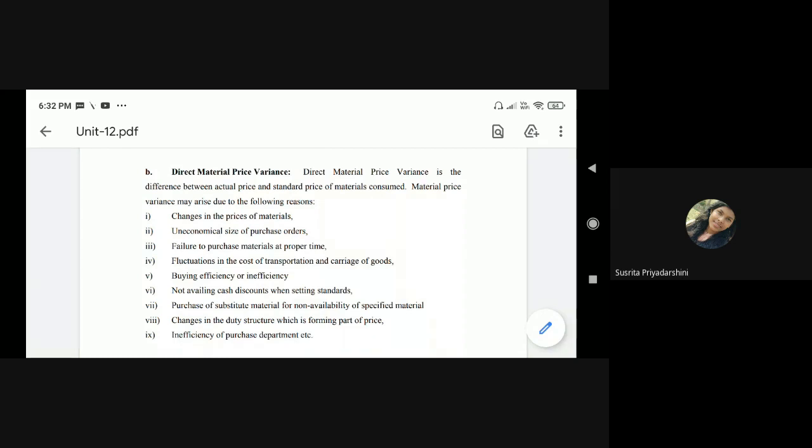Next, not availing cash discounts when setting standards. So cash discount is a type of discount which is normally allowed by the sellers at the time of making payment. You have purchased on credit, when you are making payment, at that time normally a cash discount is given by the seller. If you are not availing that one, then the price variances will come.